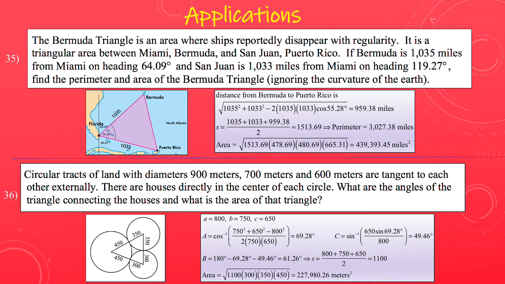We will use Heron's formula to get the area. S is equal to 800 plus 750 plus 650 all divided by 2, which is 1100. So the area is the square root of 1100 times 300 times 350 times 450, which is 227,980.26 square meters.